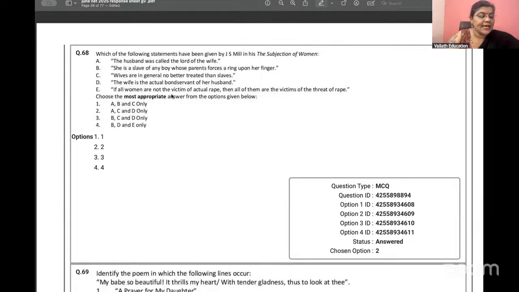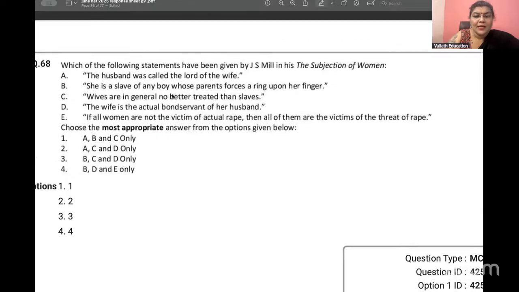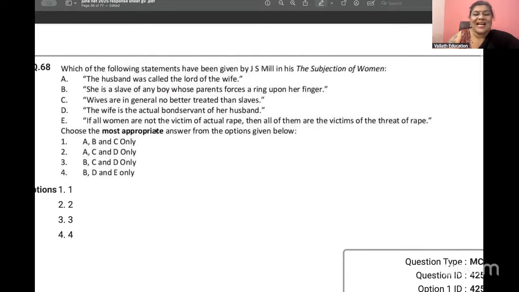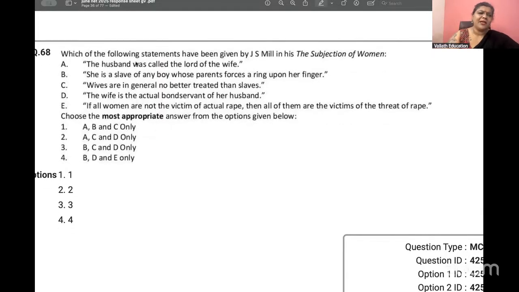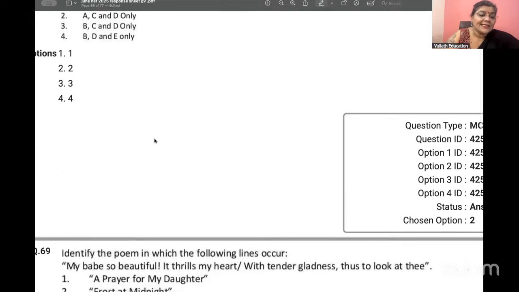68 is here. Which of the following statements given by J.S. Mill is in The Subjection of Women? I don't know. I never read The Subjection of Women. But still, a husband was called the Lord. She's a slave. Wives are in general. Wife is the actual one. And just click something if you don't know. Something you click. Next time I will read The Subjection of Women. Okay, thank you. Bye. 69.